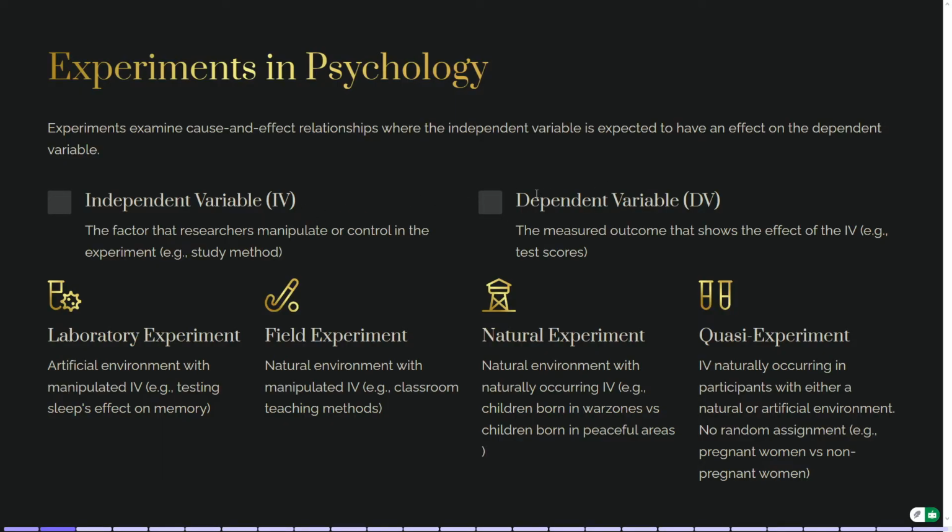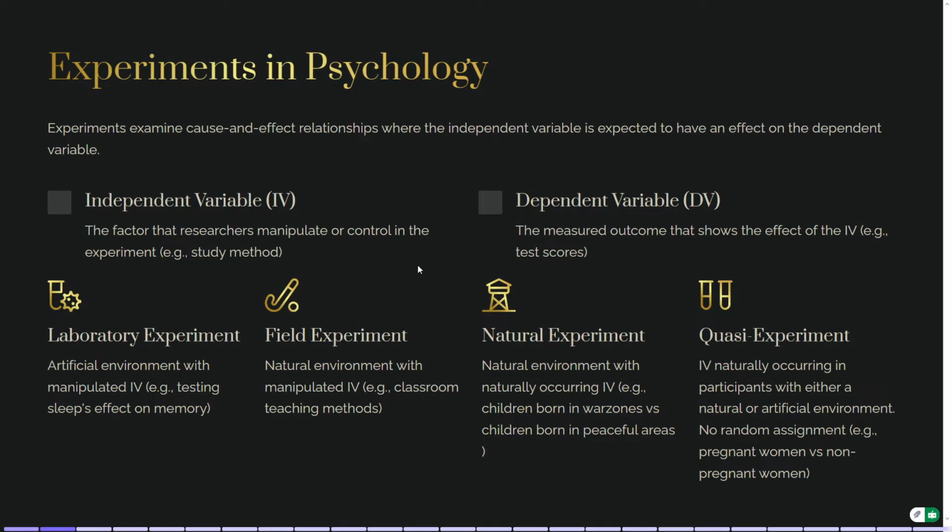Now, the other thing that will be affected by the IV, that the IV will have impact upon, that is the DV. So the measured outcome that shows the effect of the IV, right? That is the test score in this situation. Okay, so that is IV and DV.